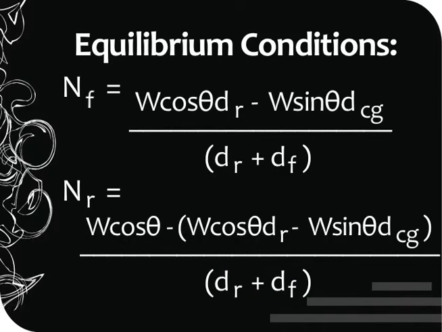Solving for the normal force on the front tire from the moment balance equation, then substituting this in the y-axis force equilibrium equation to solve for the rear normal force, we arrive at the relationship between normal forces and friction forces.